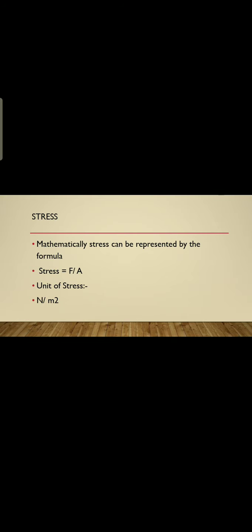Mathematically, how can we represent the stress? Stress is equal to force per unit area. Force acting per unit area of the body is basically called the stress. What is the unit of the stress? We already know that the unit of force is Newton and area is meter square. So we write the unit of stress as Newton per meter square.